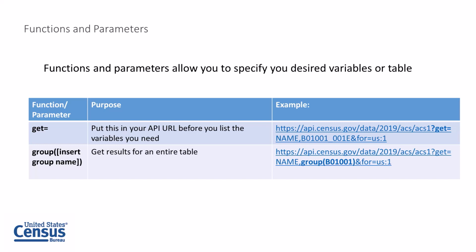With the group function, you'll specify in your API call group, and in parentheses, the table ID that you're interested in getting data for. This will give you results for an entire table. It pulls the data for all variables for that table in one easy command. You don't have to specify each individual variable that you're interested in, and even if the table has more than 50 variables, you will still get results for all variables for that table. We're going to work with both of these functions and parameters in this course.